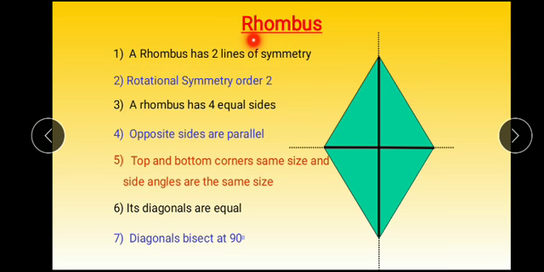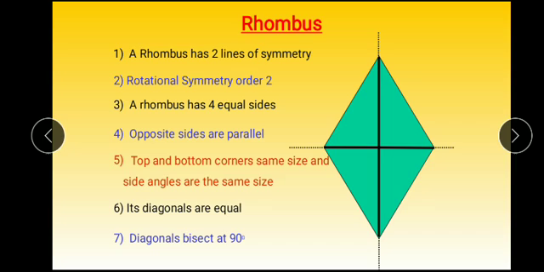Next will come the rhombus. So this is the figure of a rhombus. A rhombus has two lines of symmetry. So we can fold a rhombus in two ways. One is this one, the other one is this one. It has rotational symmetry of order 2. So a rhombus can be rotated in two orders. A rhombus has four equal sides. So in a rhombus, all the sides are of equal measure.